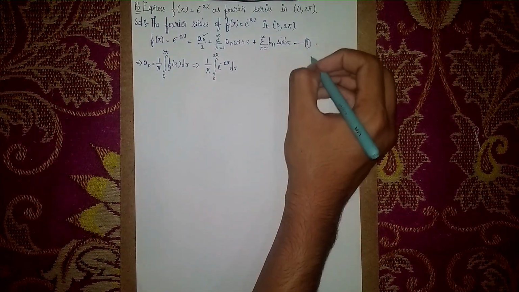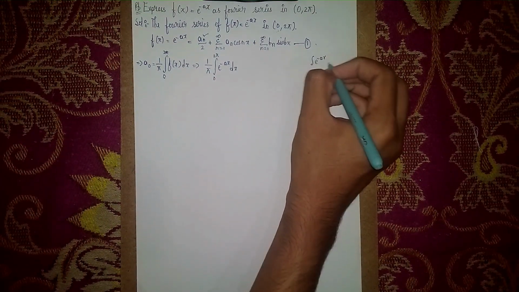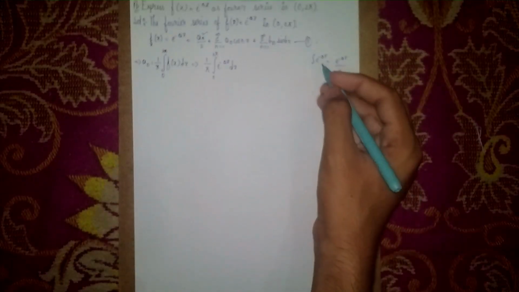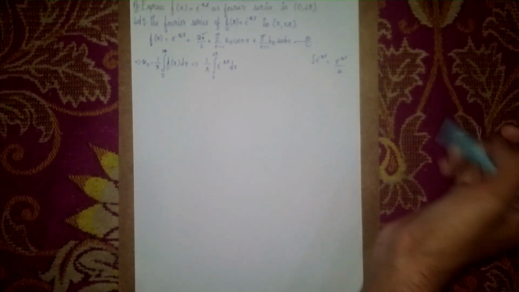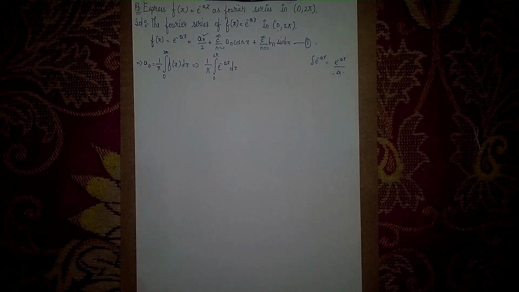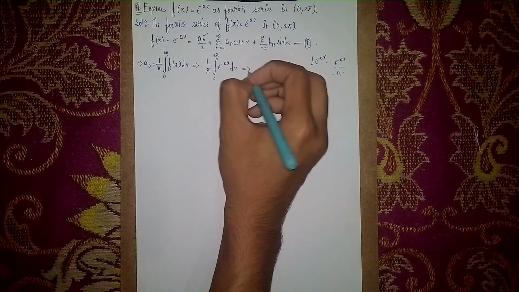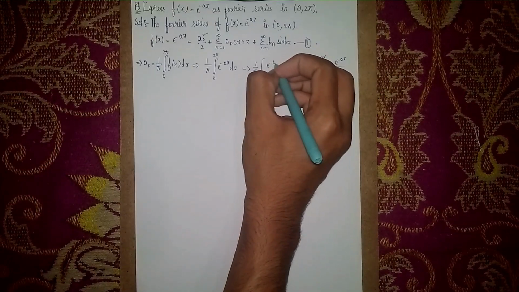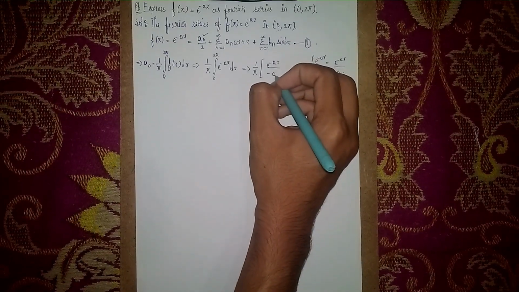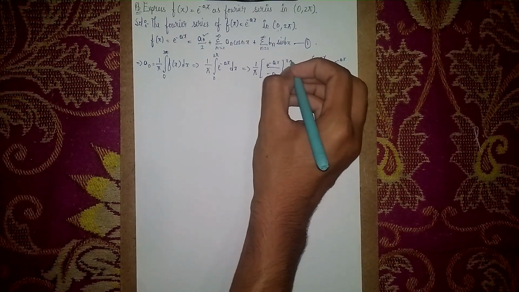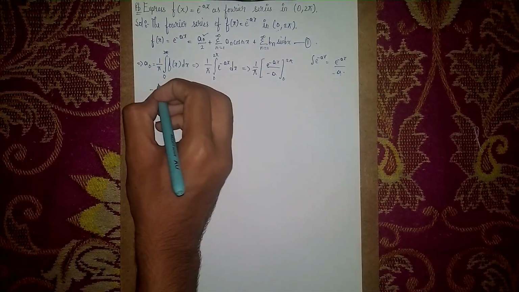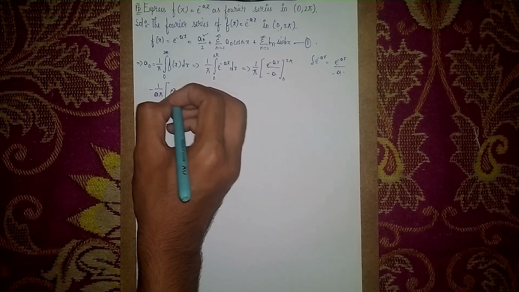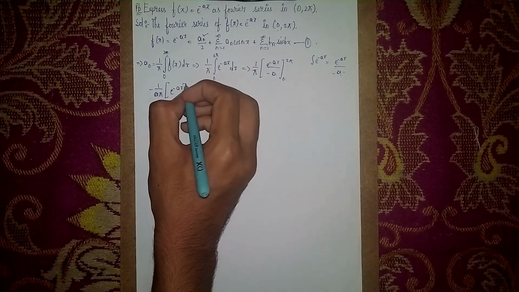Now always remember, when integrating e power minus ax, it stays the same and we divide by minus a, because it is in the form of ax, so it comes in the denominator. So better to understand. Now we get 1 by pi e power minus ax by minus a, limits 0 to 2 pi. Take minus a outside, it becomes minus 1 by a pi, open the bracket e power minus ax, close the bracket, then 0 to 2 pi.